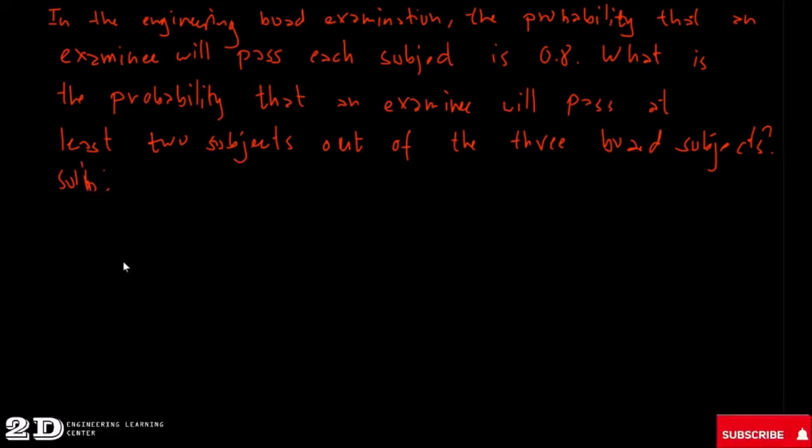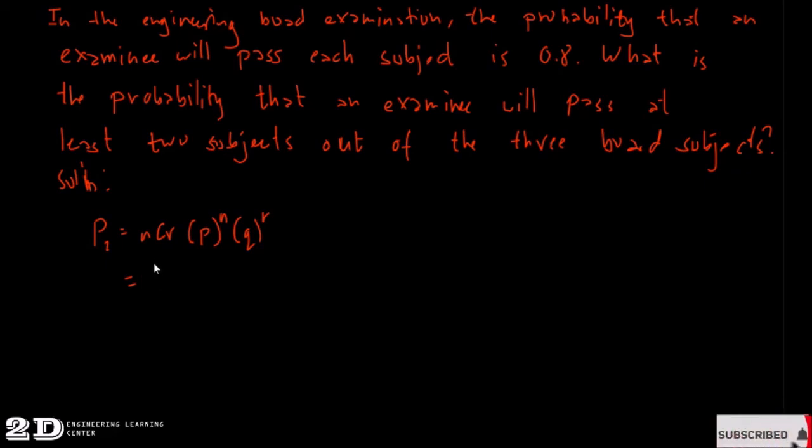So the probability of passing exactly 2, because it is at least 2, so you have P2. We use the binomial distribution here. So this will be nCr, then we have the probability of the event to occur, to the power of r, and the probability of the event not to occur, to the power of n minus r.